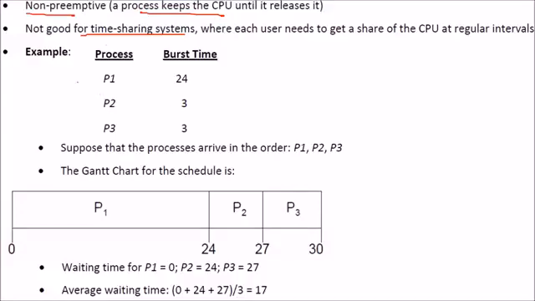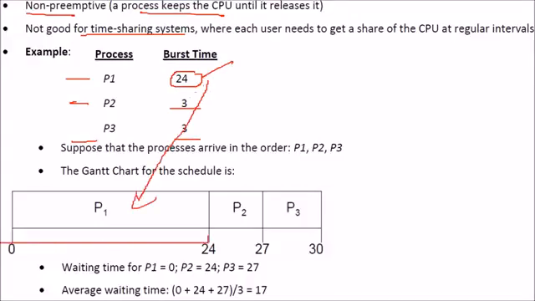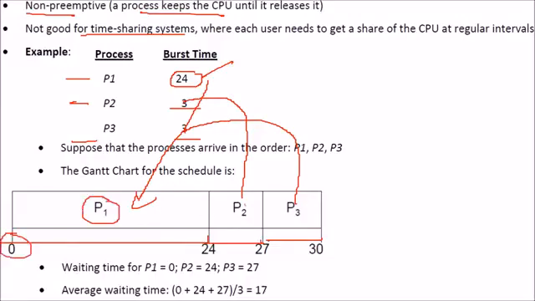These are the processes P1, P2, P3. P1 requires 24 unit time to complete. This requires 3 and this requires 3. Because P1 has come, it will be allotted first. It will complete till 24, then P2 will be allocated and it will complete for 3. Then P3 will come, it will be allocated sequentially. Now what is happening here is this P1 is waiting 0 time, but P2 has to wait all along till P1 completes. This is the convoy effect.